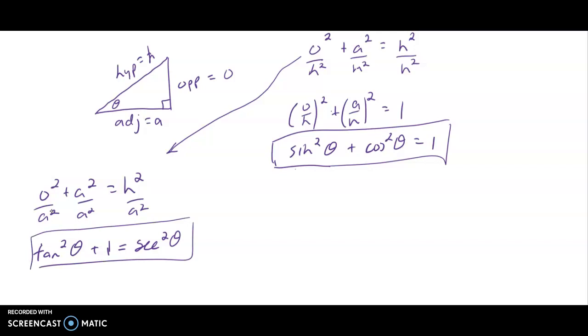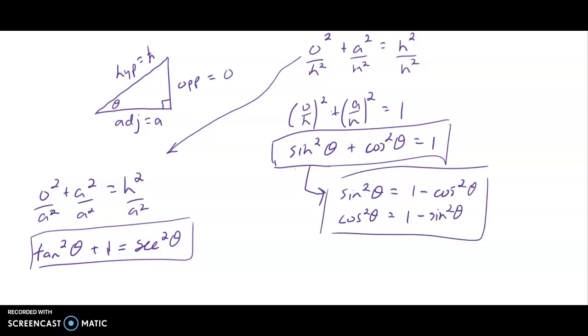I'll go ahead and point out right now, this can be manipulated in two ways. I could solve for sine squared, or I could solve for cosine squared. If I solve for sine squared, I'd subtract the cosine squared, so I get sine squared equals 1 minus cosine squared theta. Similarly, I could do it the other way around: cosine squared theta equals 1 minus sine squared theta. So those are two forms of this upper identity here.